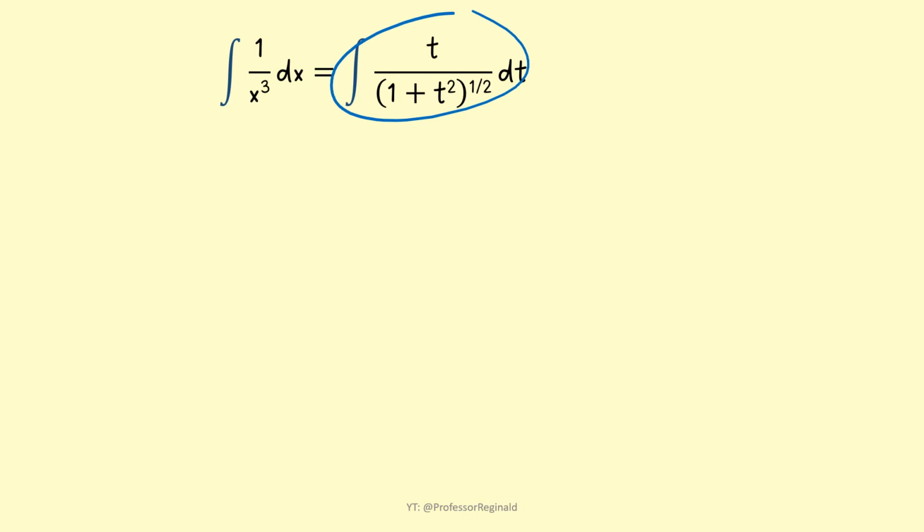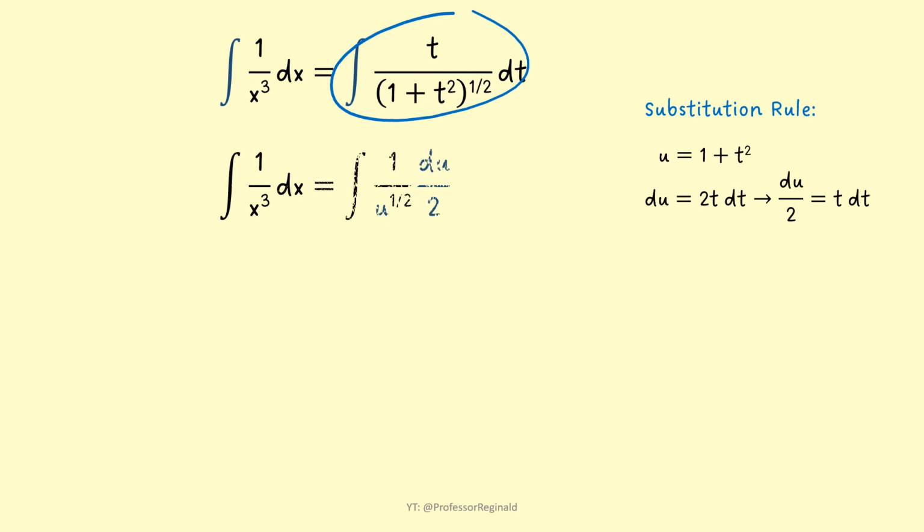For the right side, use substitution rule. Let u be 1 plus t squared, which means du equals 2t dt, or t dt equals du over 2. Write the integral in terms of the new variable. Then, integrate both sides using the power rule.